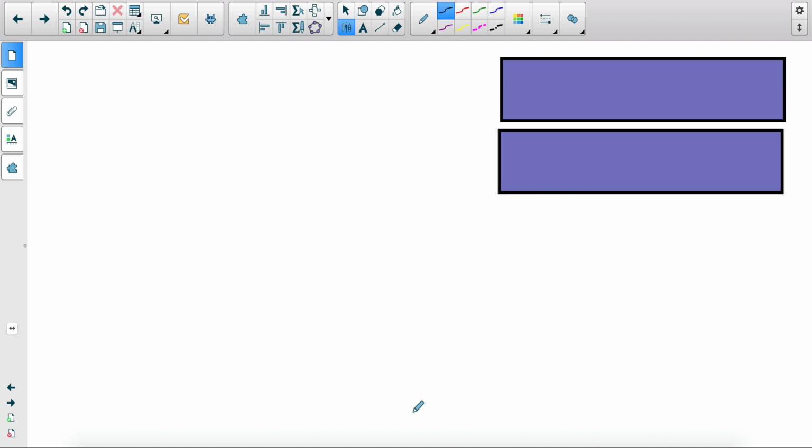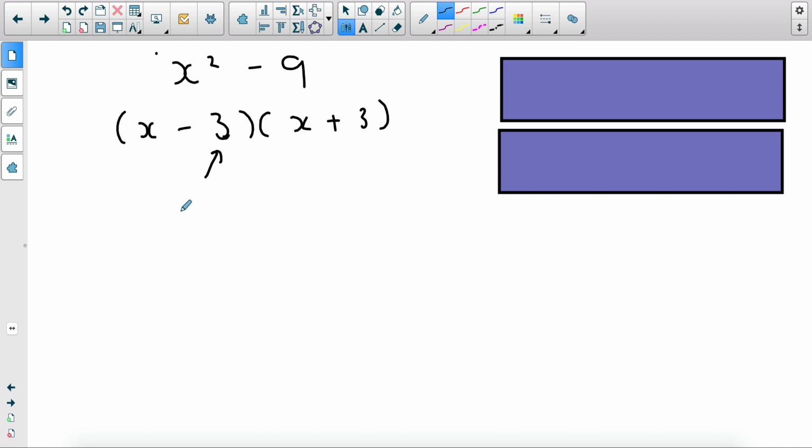Now, if you have your very obvious difference of two squares, which is x squared minus 9, this can easily be seen, as we mentioned, as x squared minus 3 squared. So you are taking x minus 3, x plus 3 as your factorization for the difference of two squares. Now this 3 and this 3 actually represent the square root of 9.